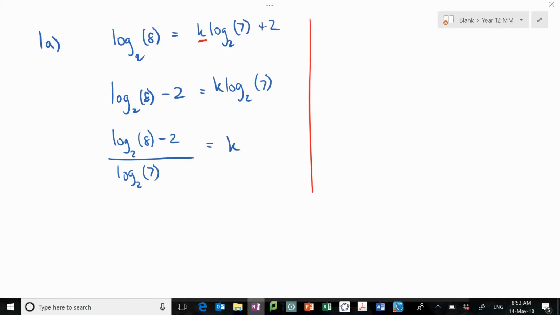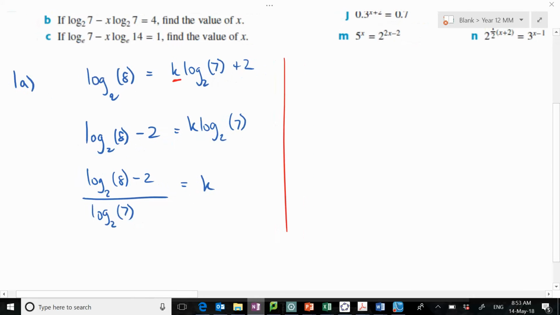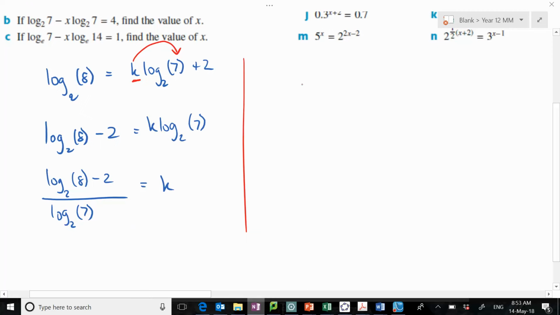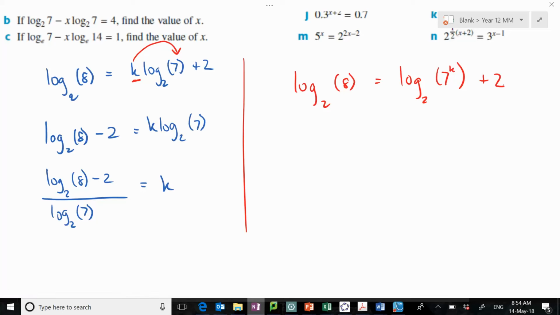That's law number 3. So law number 3, we're now going to take a different approach. Instead of moving the 2 first, we are now going to change it to log 2 of 8 is equal to log 2 of 7 to the power of k, plus 2. Now, what do you think you're going to do next? Why do we use law 3 first? There's a key thing why we do this first. Anyone know?